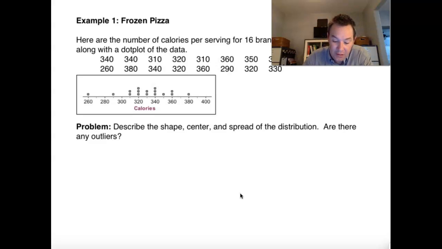So here are the number of calories per serving for 16 brands of frozen cheese pizza, along with a dot plot of the data. Describe the shape, center, and spread of the distribution. Are there any outliers? So remember the acronym. We remember to make sure we cover all of our bases as SOCS plus context.